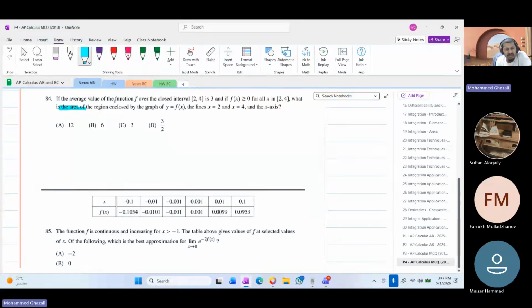What is the average value of a function? 1 over b minus a, integral a to b of f of x dx. They already gave us this answer. So what's 1 over b minus a? 1 over 4 minus 2, so 1/2. Integral 2 to 4 f of x dx is equal to, they already told us that this answer is 3. The average value of the function is 3.